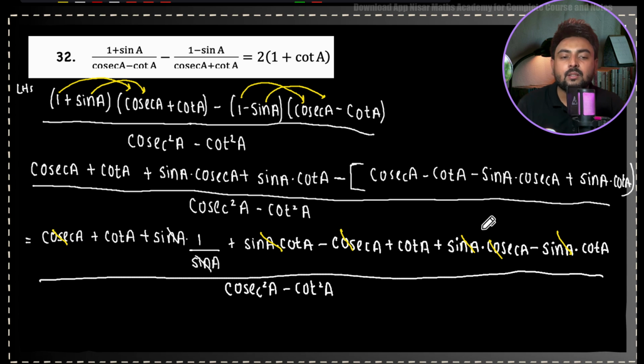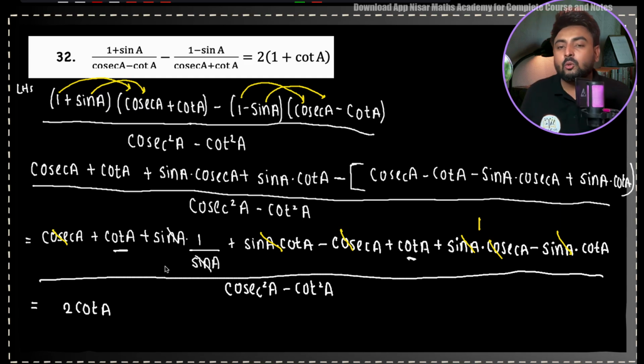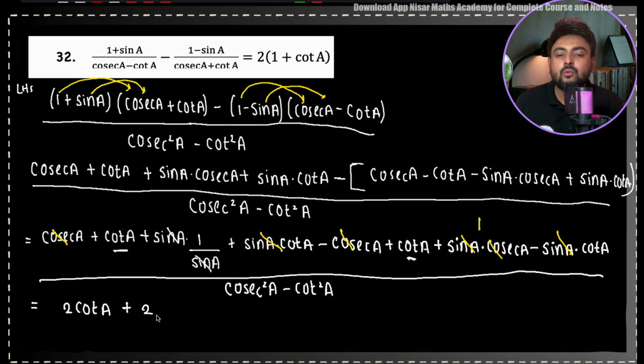So what is remaining here? Here we are left with 1. Yeah, so let's see the final answer. So in the next step, what are we going to get? We are left with cot A plus cot A. See, this one cot A we have, here cot A we have. So it is cot A plus cot A, 2 cot A, plus this one and this one. 1 plus 1 is 2. We are done with the numerator.